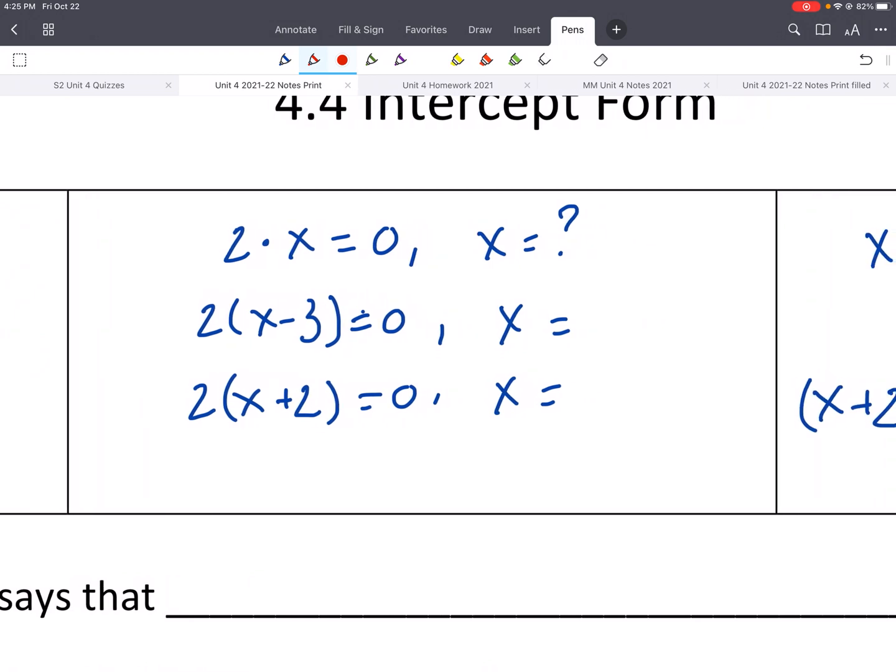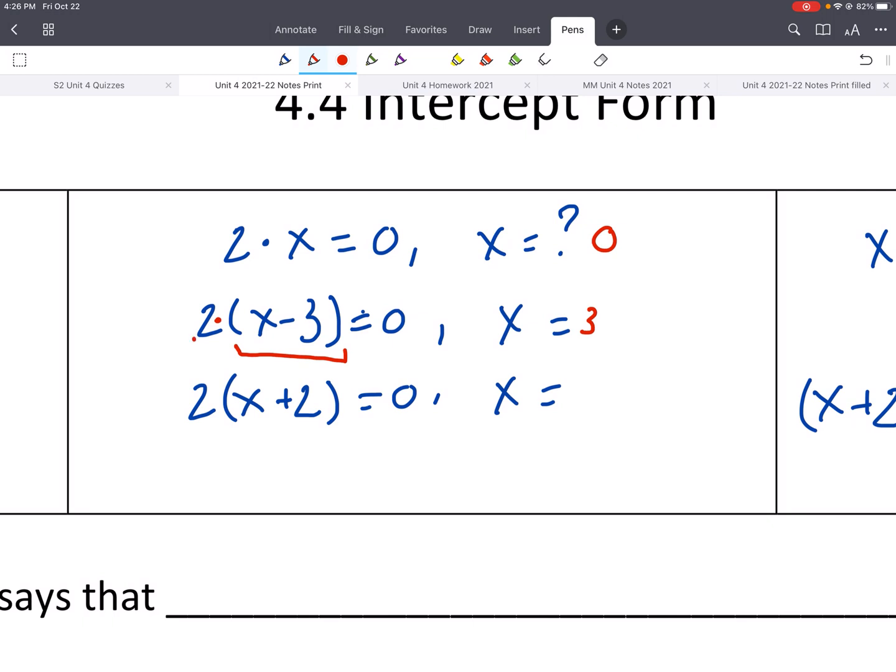So 2 times x is equal to 0, so what does x have to be? Well, we just had a problem very similar to that. So x has got to be 0, because 2 times 0 would give you 0. All right, now this one's a little different. 2 times x minus 3 equals 0. So obviously 2 isn't 0, so that means that this has to be 0. So how would we make that be 0? Well, x would have to be 3. All right, does that kind of make sense?